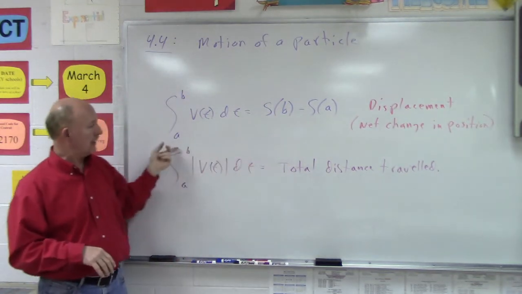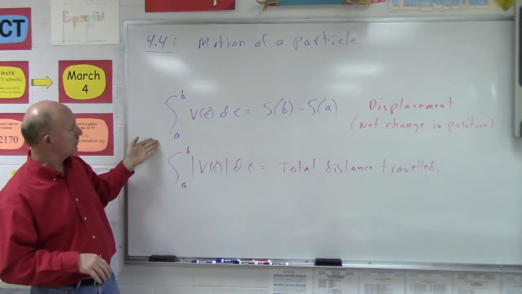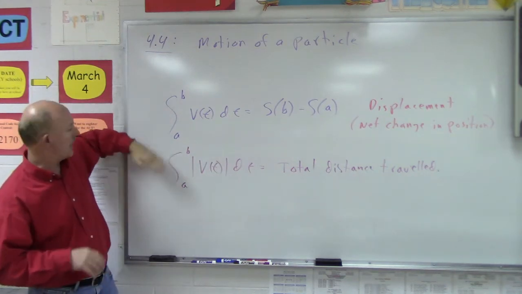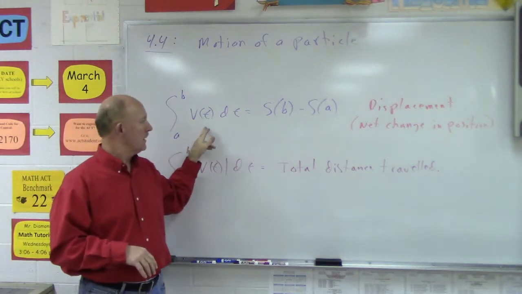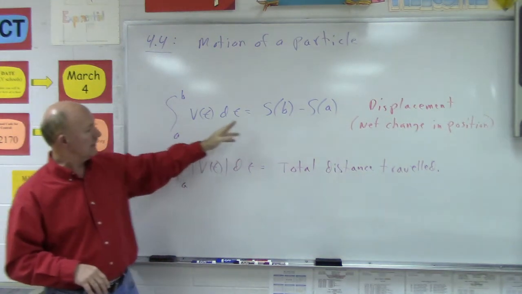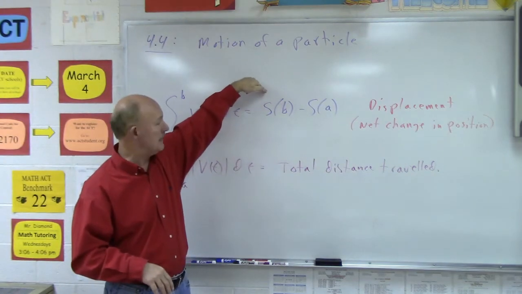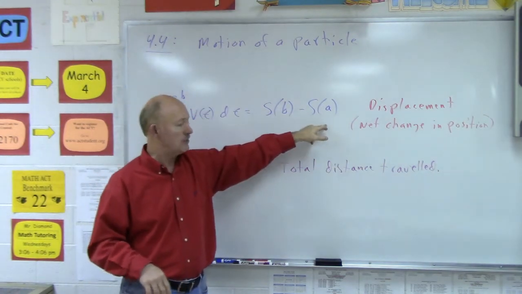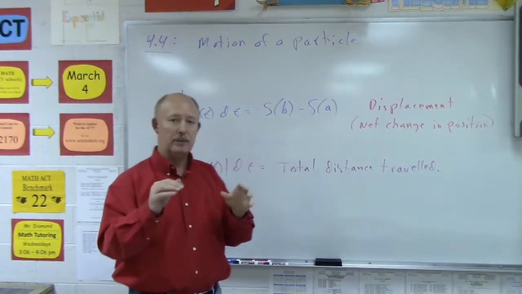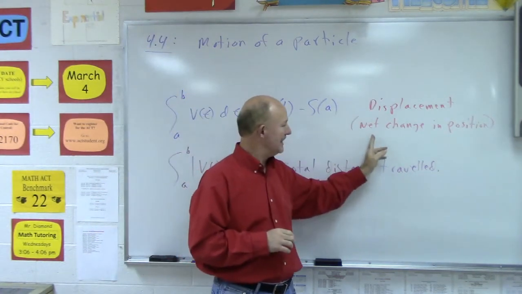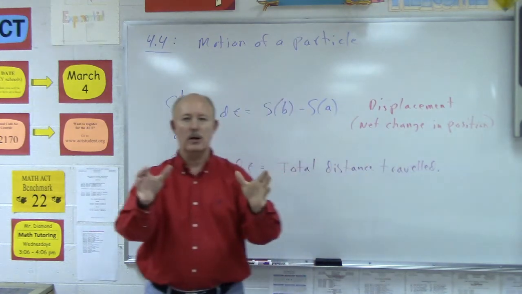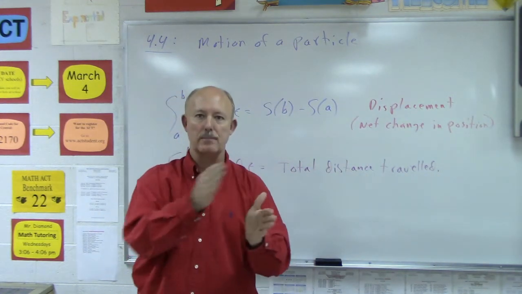With the net change theorem, when we integrate the velocity function over a time interval from A to B, we get the position at B minus the position at A, which is simply the displacement of the particle. Displacement is the net change in the position of the particle relative to its starting point.